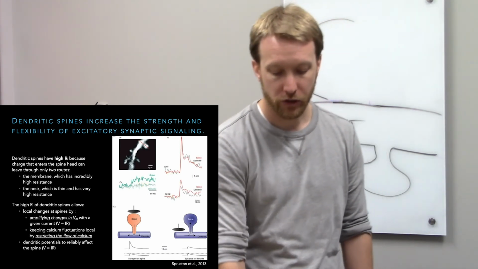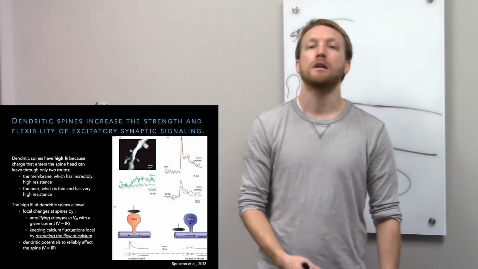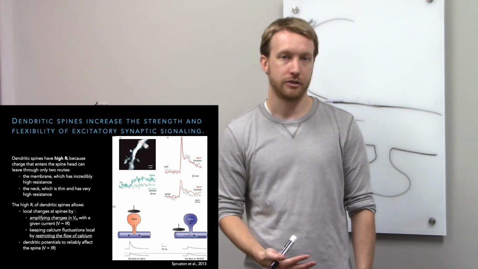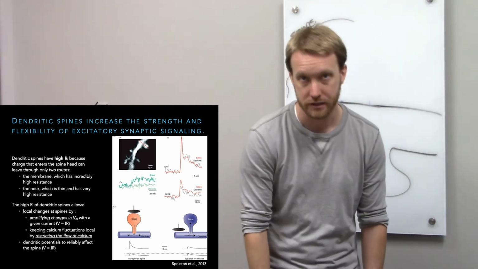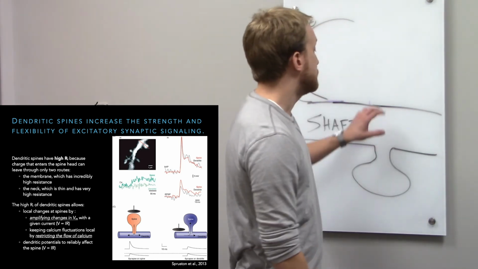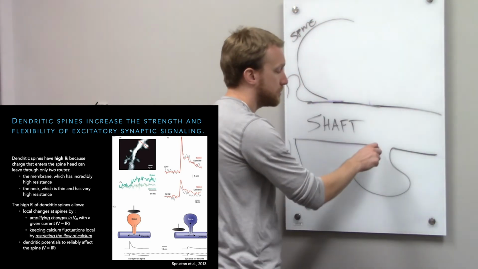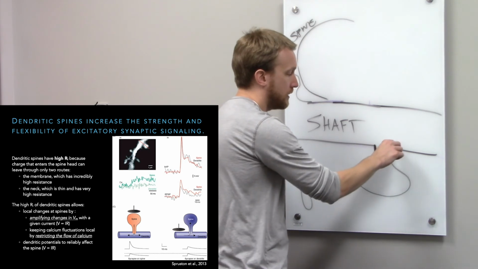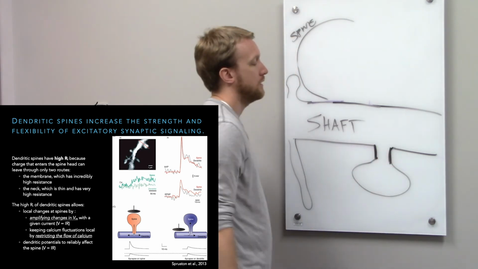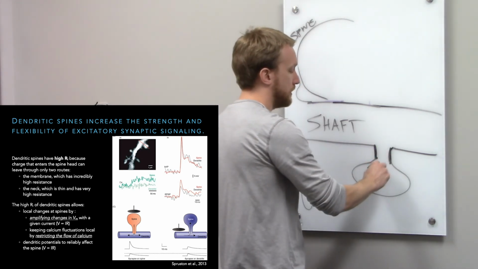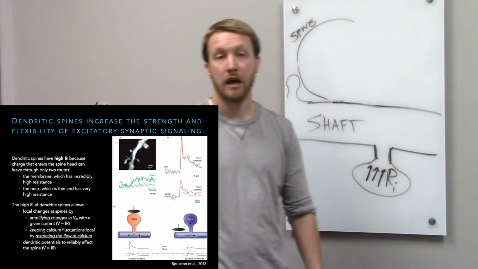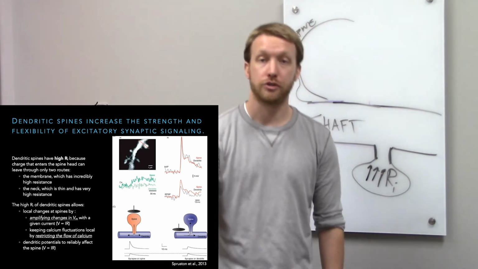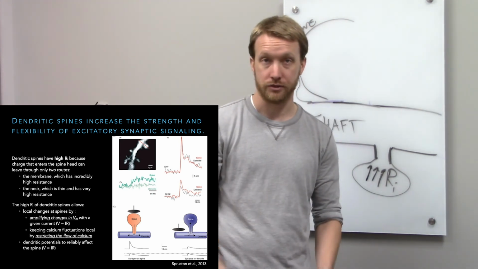And those postsynaptic currents are going to translate to much greater changes in membrane potential because dendritic spines have very high internal resistance. Distal dendrites certainly have high internal resistance, but because of that very thin neck, we are going to have much higher internal resistance in the dendritic spine. And so we're going to see larger postsynaptic potentials as a result.